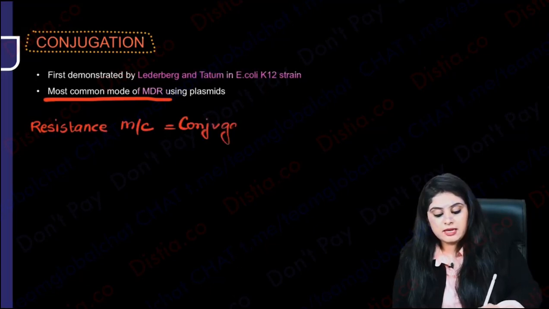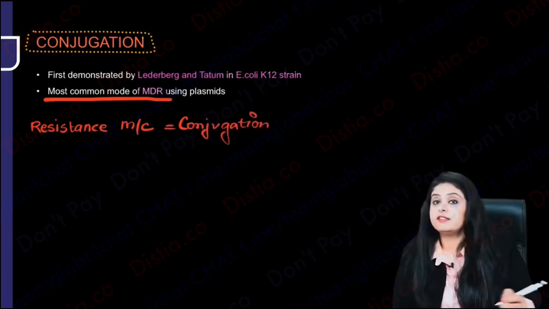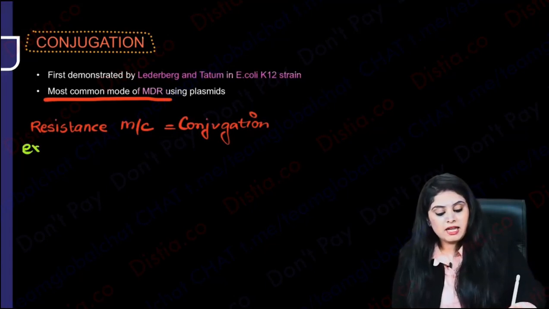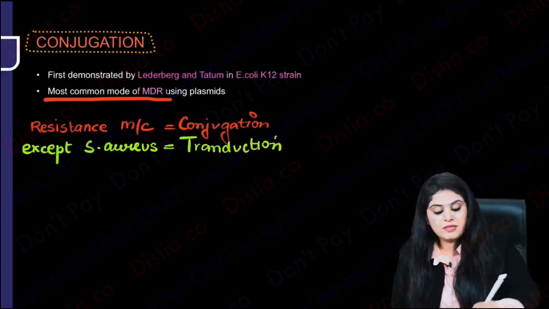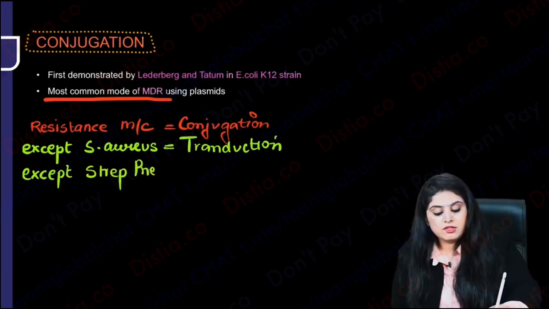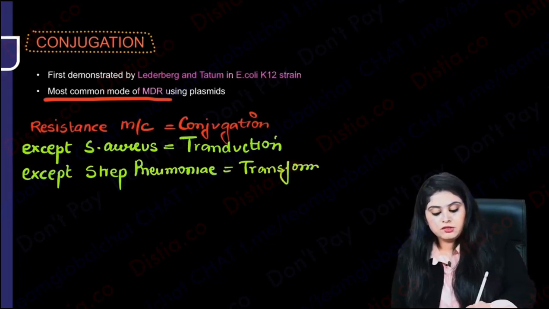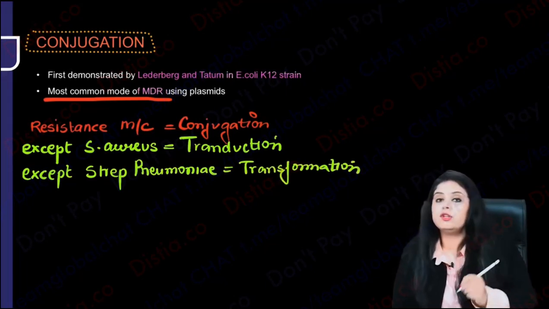However, now is the time for some examples and exceptions. So please remember, I have already told you, except Staphylococcus aureus. Staphylococcus aureus is going to be most commonly by transduction, the bacteriophage one. And also I taught you in the beginning the Griffith experiment for Streptococcus pneumoniae, because in Streptococcus pneumoniae transformation was the most common. For all others it's going to be conjugation.